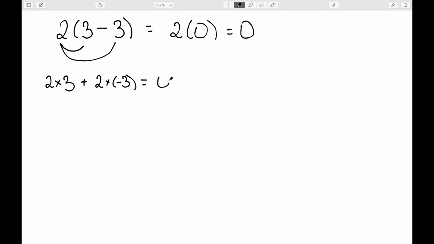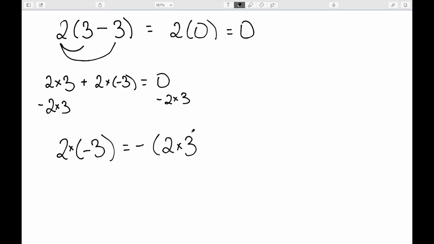We know that needs to be equal to 0. Well, if I subtract 2 times 3 from both sides, then I could see that 2 times negative 3 is equal to negative 2 times 3. So we would just multiply the numbers and then include a negative sign. So if I want my distributive property to hold and the definition of multiplying by 0, it has to be that we just multiply the whole numbers and then make it negative when we're multiplying a positive and a negative.